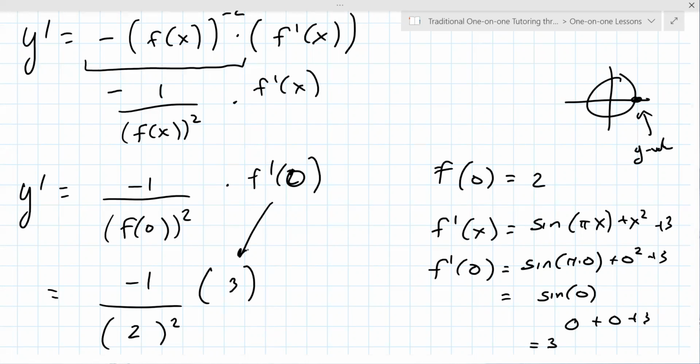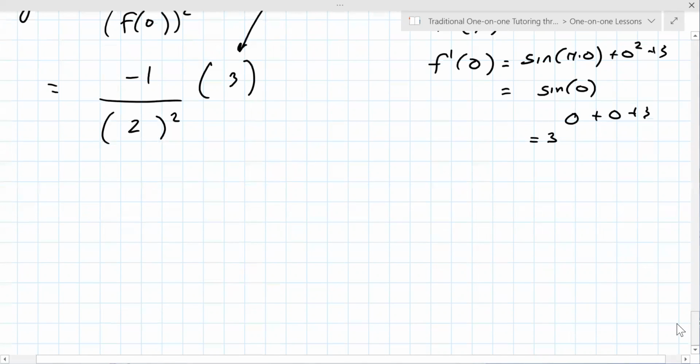Okay, so it becomes negative 3/4. Right. But is that what they're asking you to find? That's part of it. That's the slope, but there's more. You need the point, the point when x is 0.